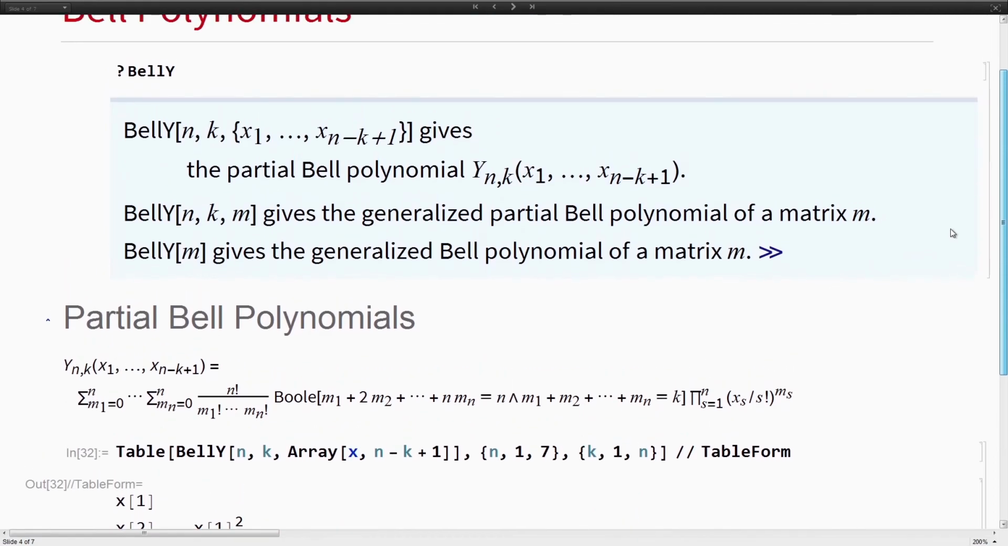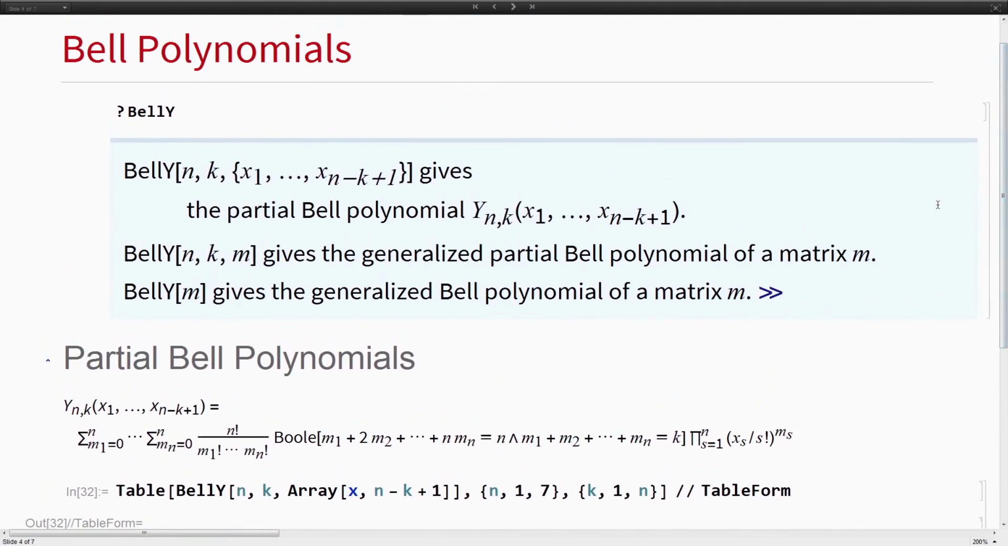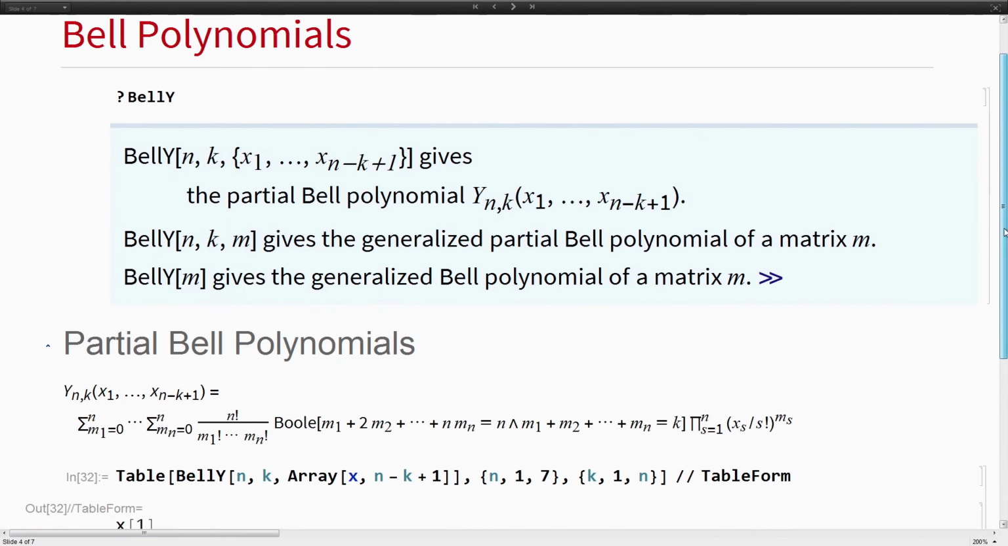And Bell Y we implemented about 5 years ago. And this is the main specialist in Bell Y.